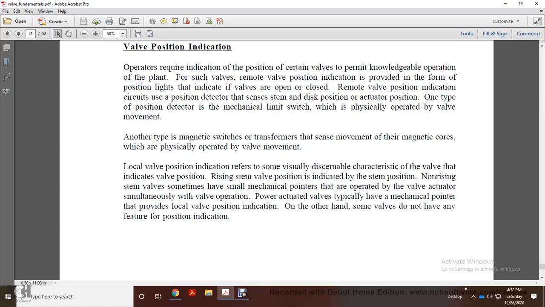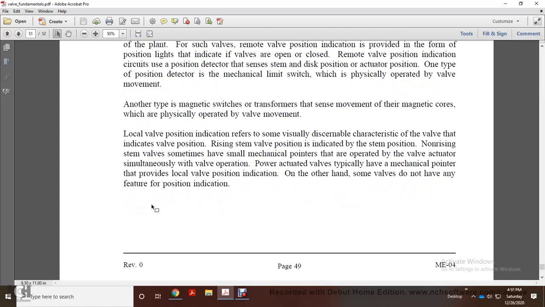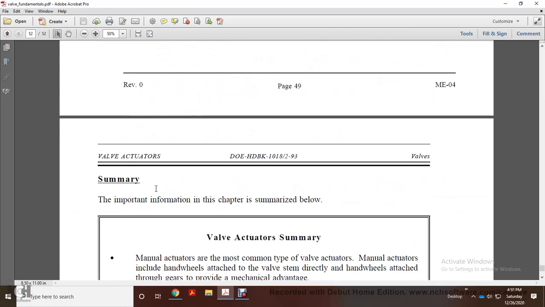movement. Local valve position indication refers to similar discernible characteristics of the valve that indicate valve position. Rising stem valve position is indicated by stem position. Non-rising stem valves sometimes have small mechanical pointers that are operated by the valve actuator simultaneously with valve operation. Power actuated devices typically have a mechanical pointer that provides local valve position indication. On the other hand, some valves do not have any features for position indication.